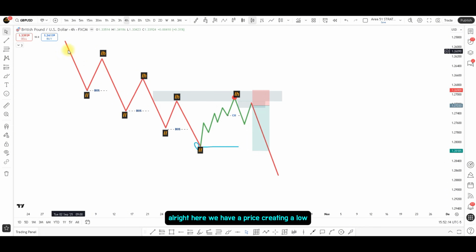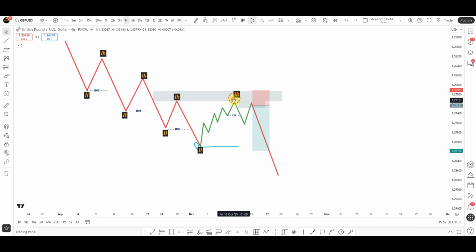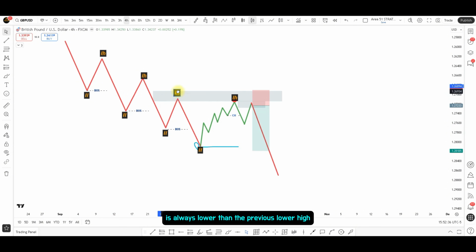All right, here we have price creating a low, lower than the previous low, then a lower high, and then this one lower than the previous lower high. Each lower high is always lower than the previous lower high, and each lower low is lower than the previous lower low. You can see this lower low is lower than the previous low, and this lower low is lower than the previous lower low, and this low is lower than the previous lower low.